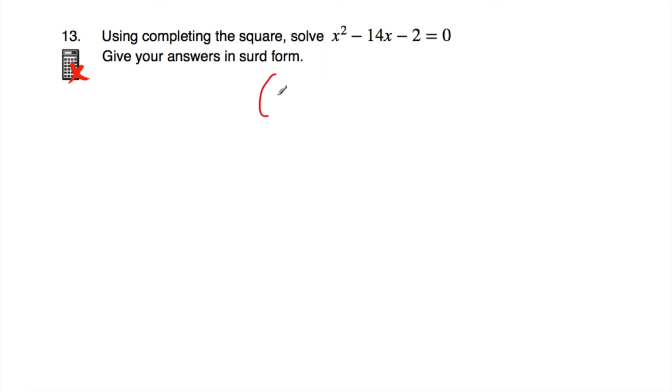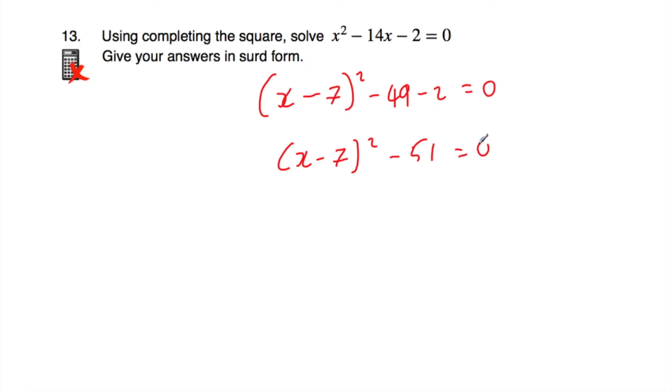So open up our brackets, x, and then our coefficient of x is minus 14, so let's half that, that's minus 7, close bracket, squared. Minus 7 squared is equal to 49, so we're going to take away 49, and then we've still got to put our minus 2 after that, and that's equal to 0. Now minus 49, take away 2 is minus 51, so we have on the left hand side x minus 7, close bracket, squared, minus 51, and that's equal to 0.